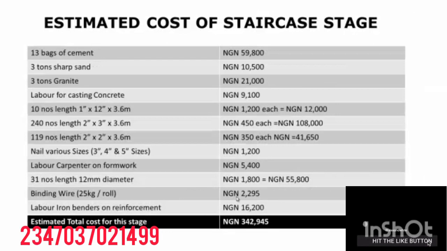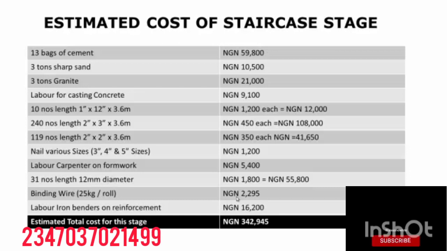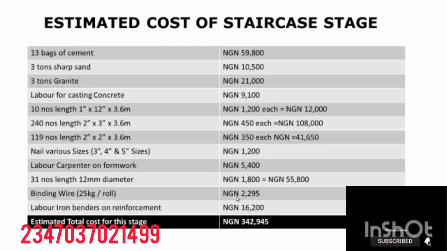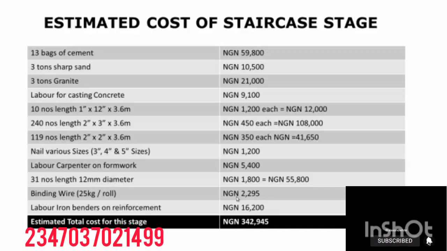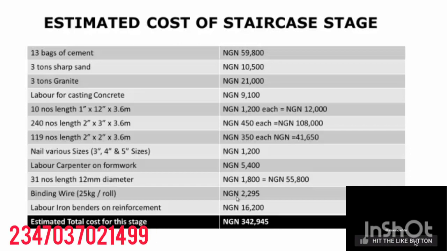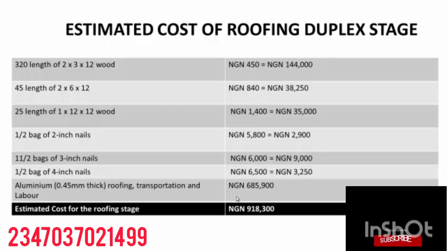Okay, so we are moving to the staircase stage. You can see the staircase stage. This is the bags of the cement, sharp sand, stones, and so on and so forth. And this is the price. At the end of it, we have 342,945 naira. Okay. Now, cost of roofing duplex.